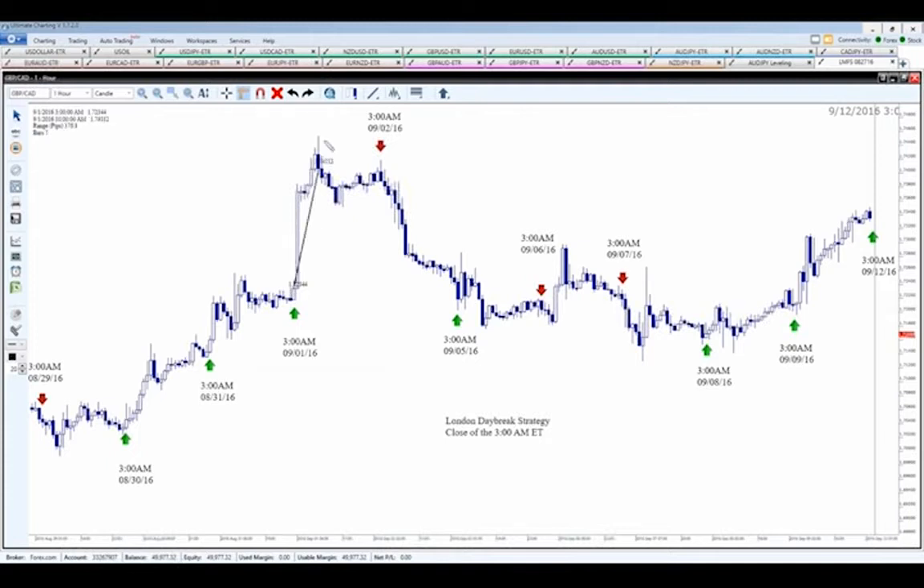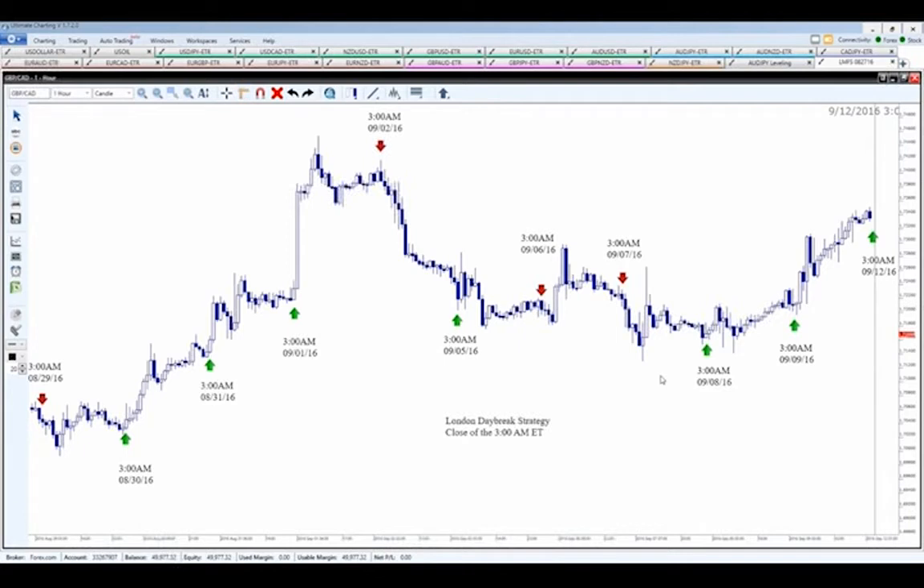That one rallied up about 213 pips off of that one. This one came down 190. So you get an idea here. Not all of them are big. There's a small one, a little small one right there. But we're going after just that minimum of 50 pips here.